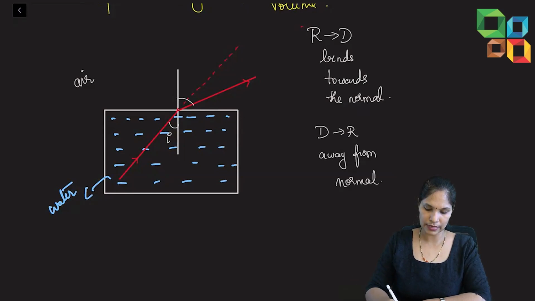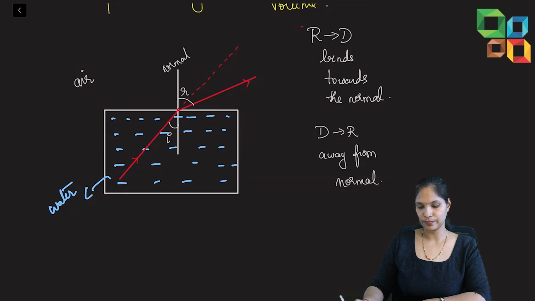So what is this angle? The angle between the normal and the refracted ray is the angle of refraction. As you all know now, this is the angle of deviation, between the original path and the deviated path. So that is the angle of deviation.